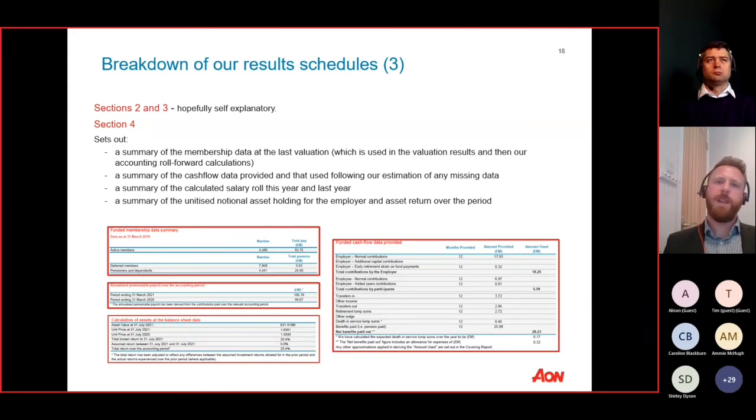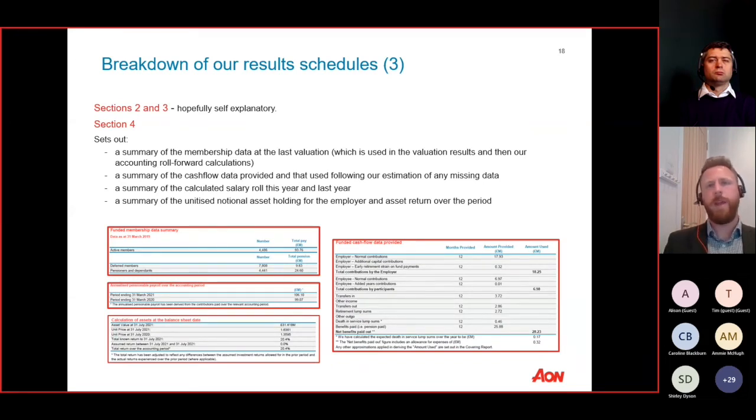So it sets out, firstly, a summary of the membership data at the last valuation, which remember is used to calculate valuation results and then used in our accounting roll forward year to year. And we split that between the different membership categories, so active members, deferred members, pensioners and dependents. It shows a summary of the cash flow data that we were provided with and the final cash flow data we've used if we've had to make any estimation for missing data.